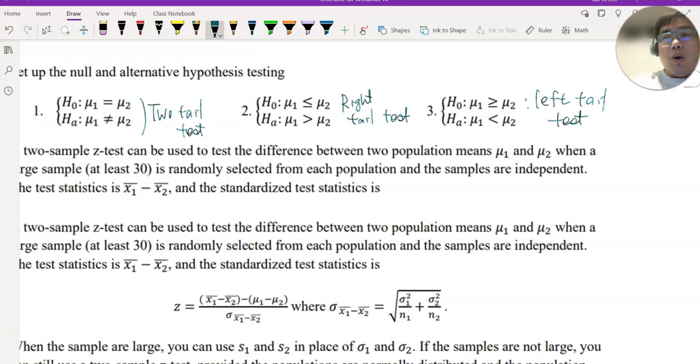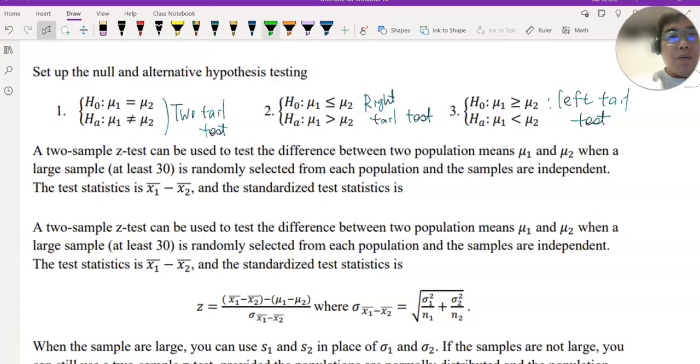Then when you see here, whatever we define as mu1 is always located on the left side, and mu2 is always on the right side. Even when you use technology, it also treats whatever you put in the first column as mu1. The first column is the first independent sample, and the second column is always the second independent sample. So please remember that.